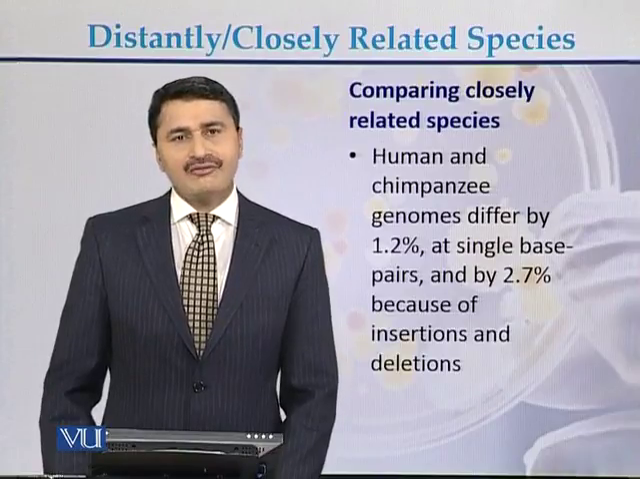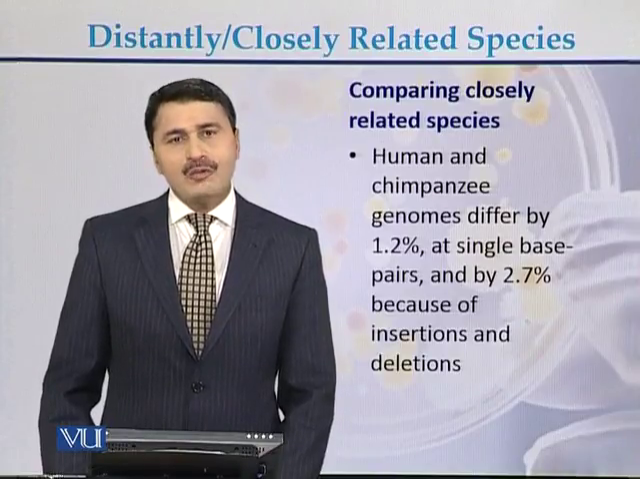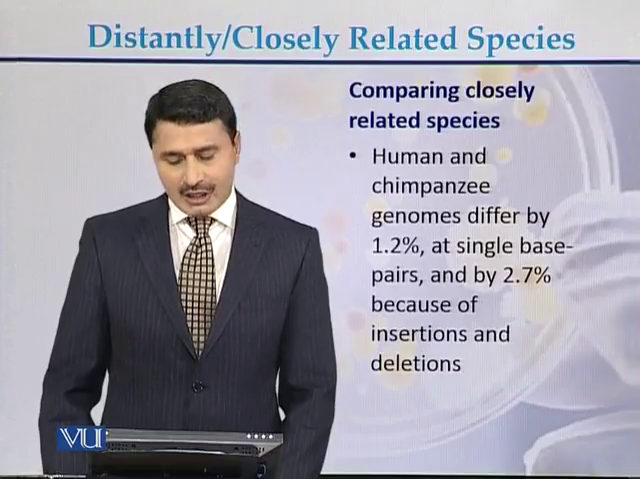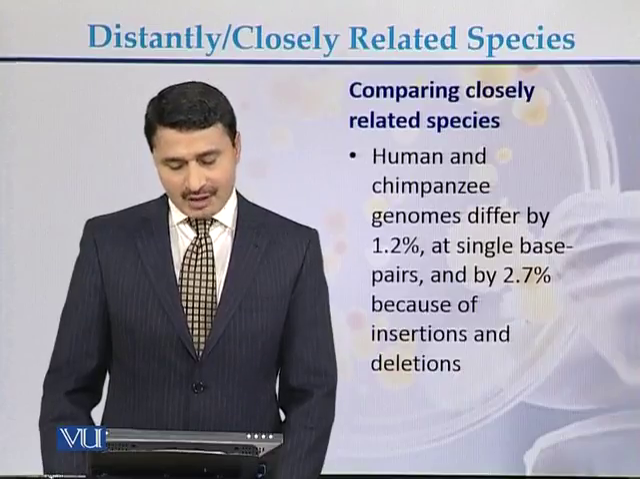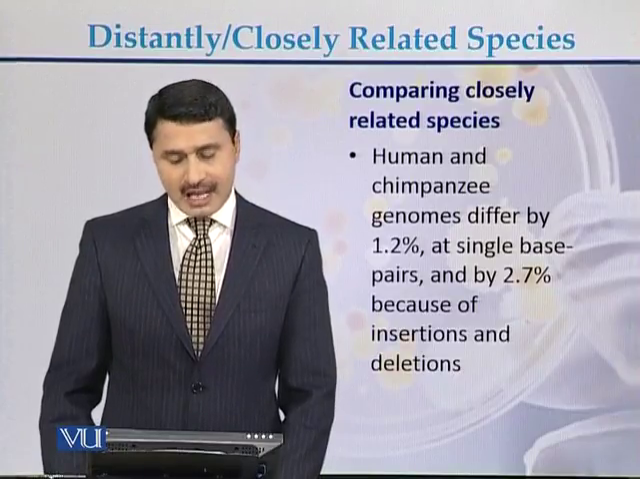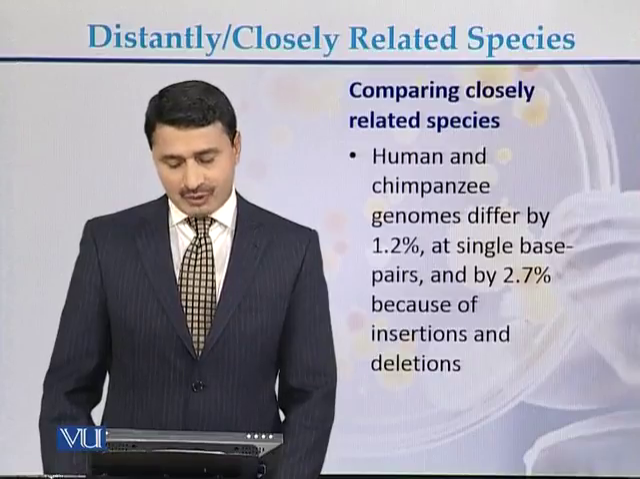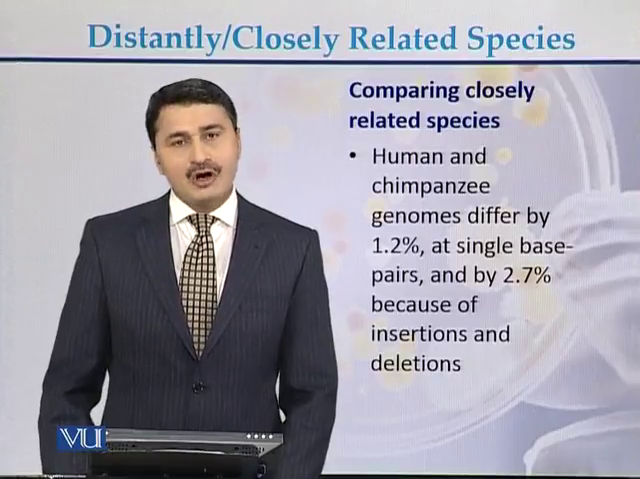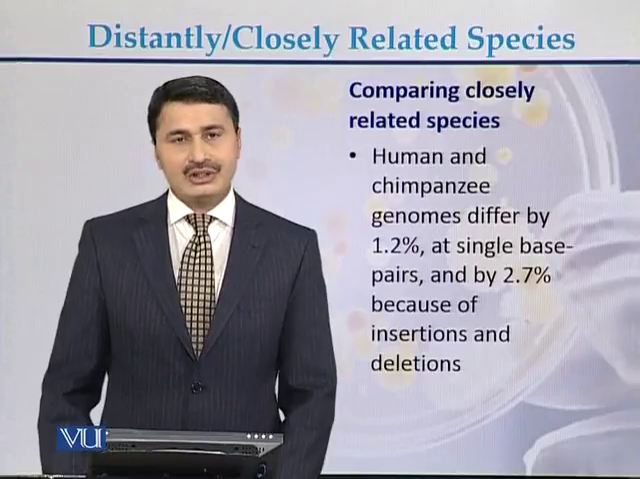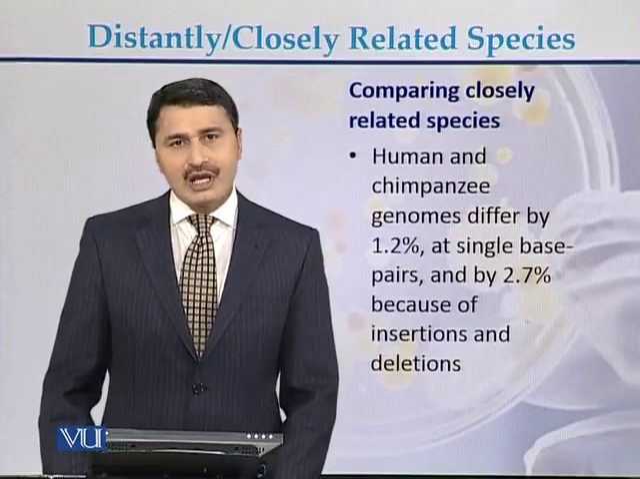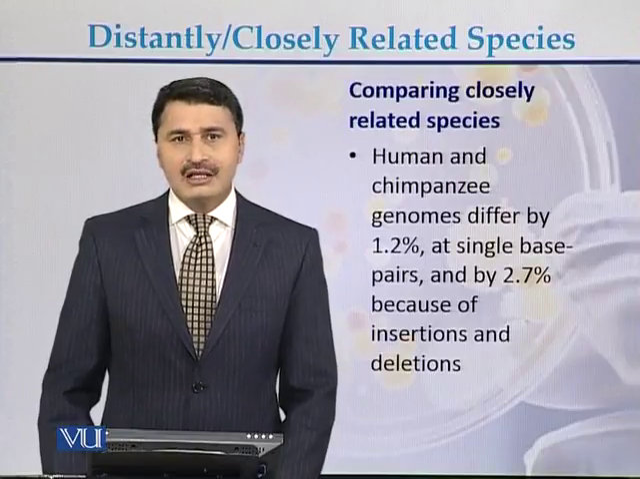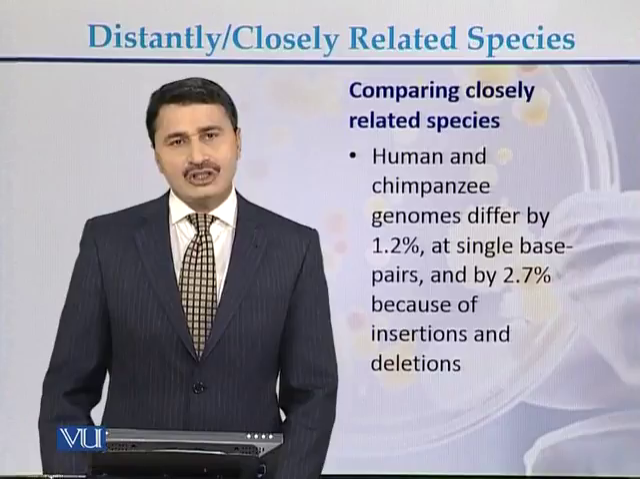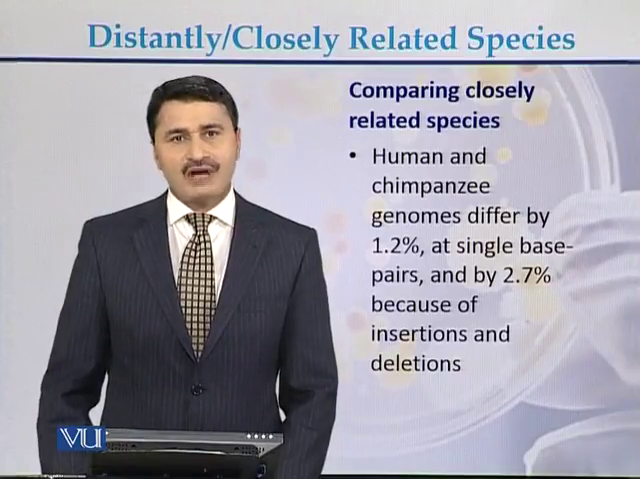Now, if we compare the genomes of the human and the chimpanzee, they differ from each other approximately 1.2% at single base pairs and up to 2.7% because of insertions and deletions. So overall, the difference at the level of the genome between humans and chimpanzees is approximately 1 to 1.5%.